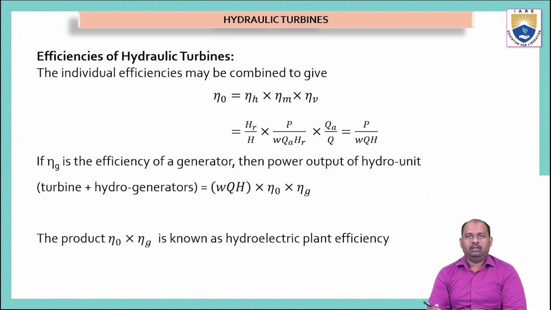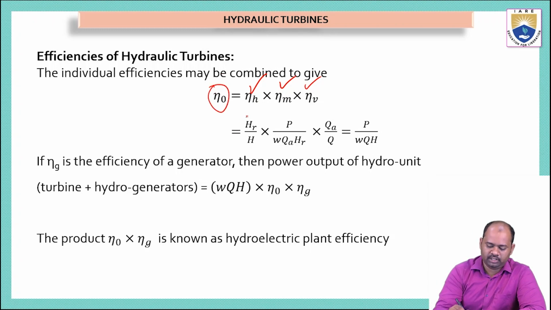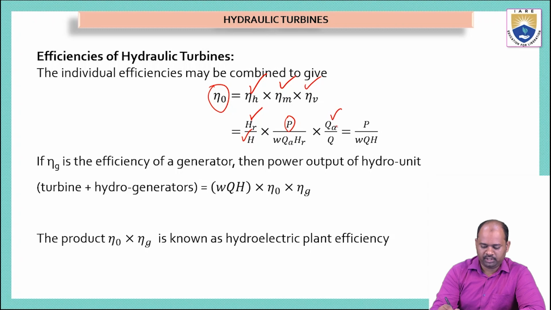Okay. Now we have efficiencies of hydraulic turbine. We have a common relation between all the types of efficiencies, that is hydraulic efficiency, mechanical efficiency, and volumetric efficiency. When we multiply all these, we will get overall efficiency. Simply, this is written in this formula: H, head loss due to rotation, divided by head, and P is the power of the shaft, W is the power of the water, and Q is the volume of water present at the turbine blade, and Q is the water available at the nozzle.